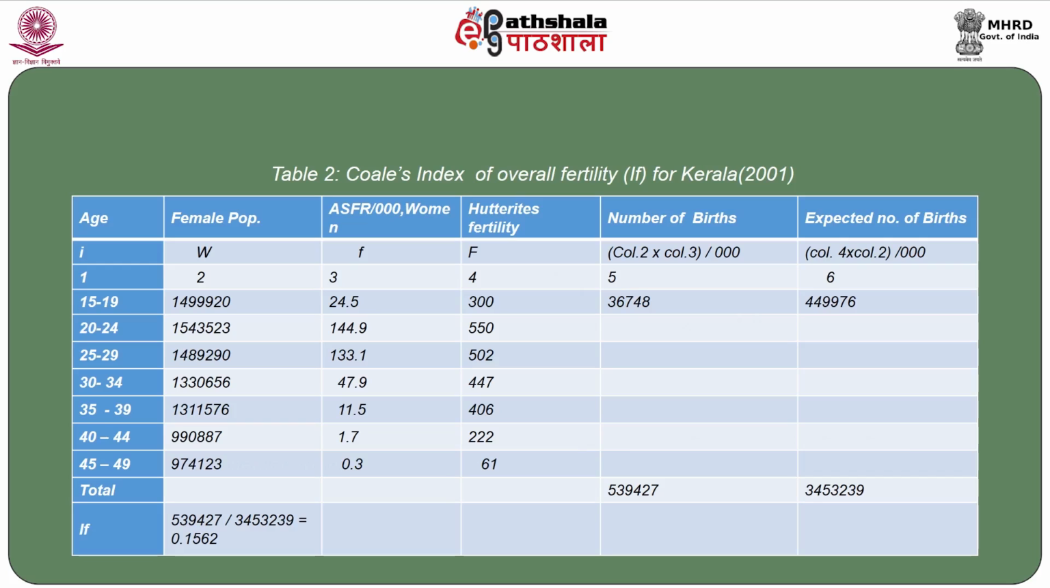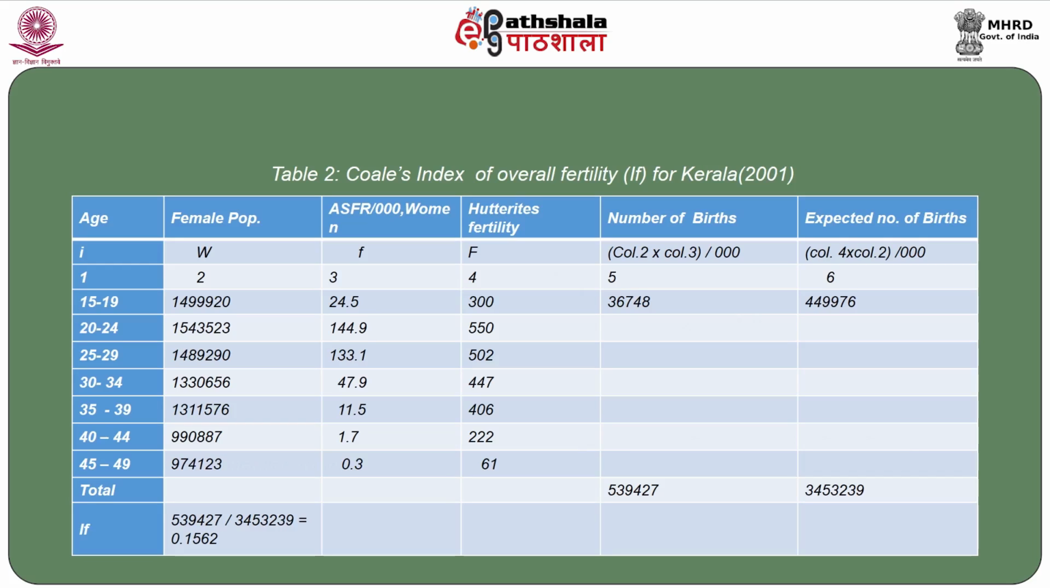So, there are several columns in the table. The first column gives the age, the second column gives the female population, the third column gives the age-specific fertility rate per 1000 women, the next column gives the fertility of the standard population given by Coale, the next column gives the number of births, and the last column gives the expected number of births.